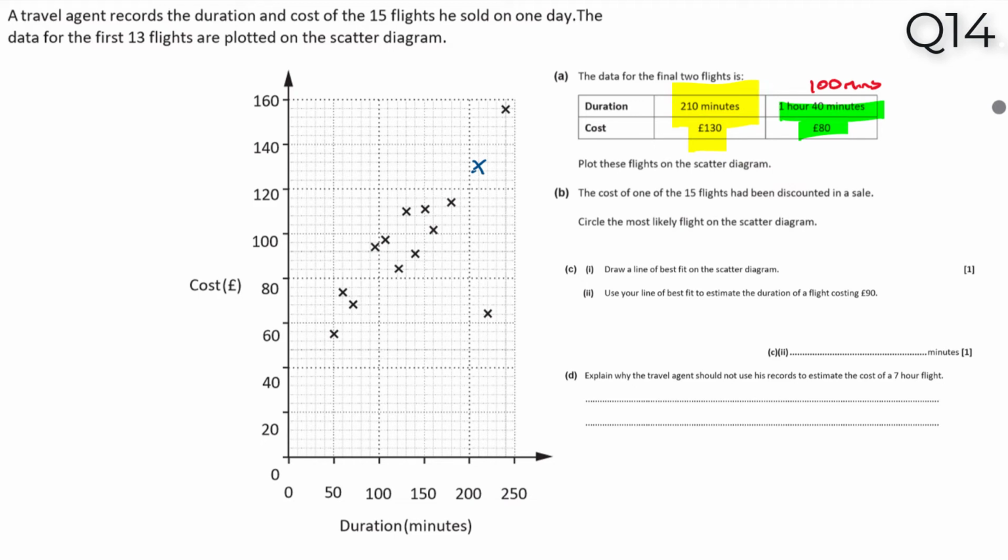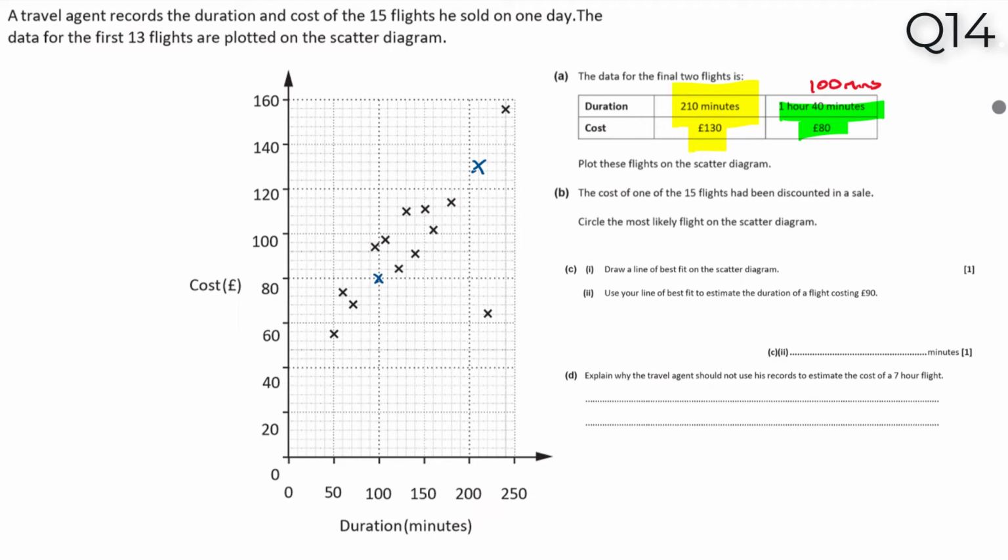So 100 against 80 is here in the middle. Okay, so that seems to be everything. So we've done that part. Part B says the cost of one of the 15 flights has been discounted in a sale. Circle the most likely flight on the diagram.